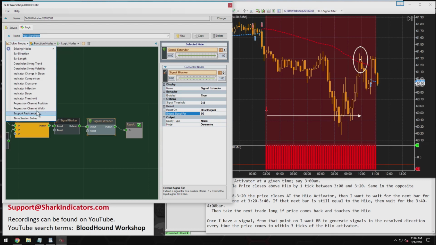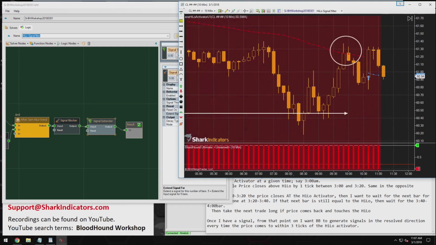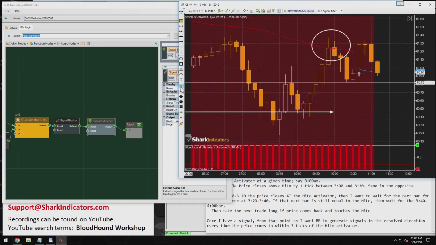I don't use the support resistance solver very much. Actually, just kind of thinking this through here. Price touching an indicator is kind of a fickle thing. On this particular bar, I'm going to stretch this open here. We can see the high of the bar actually punched right through it. So price definitely touched it and punched right through it.